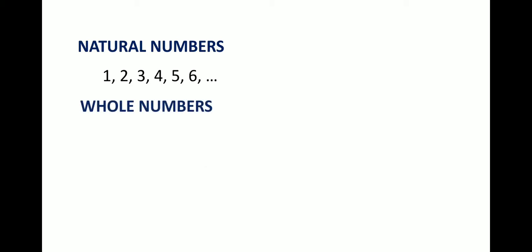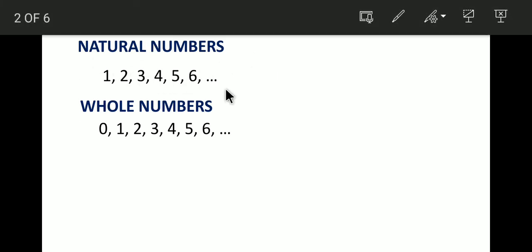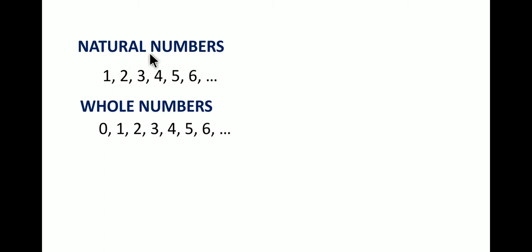Next we have the whole numbers, the number system in which we have the numbers starting from 0, 1, 2, 3, 4, 5, 6, and it goes up till infinity. So basically in these two number systems, 1 is the smallest natural number and infinity means it goes on and on. Similarly, whole numbers have 0 as the smallest or the first number and it goes up till infinity.